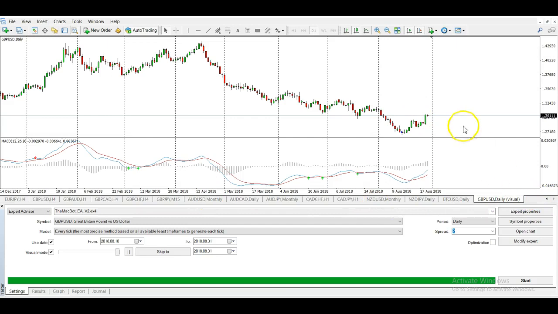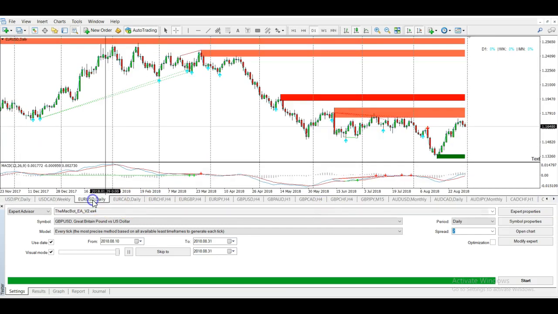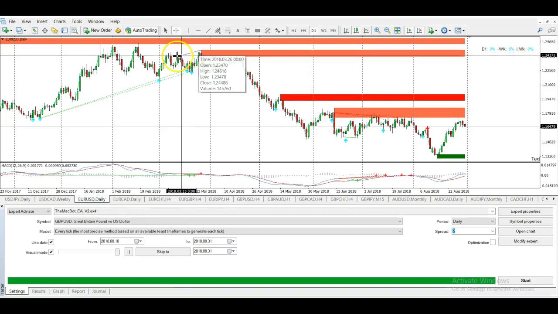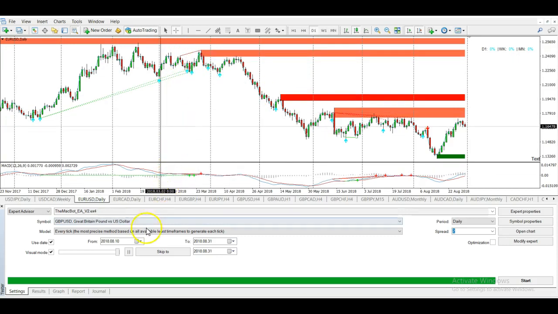Okay, so we're going to look at another. One of my biggest trades of the year was the Euro USD, and I'm going to show you that now. Okay, it was up here, and it was around about the start of March. Okay, we'll go to the start of March.